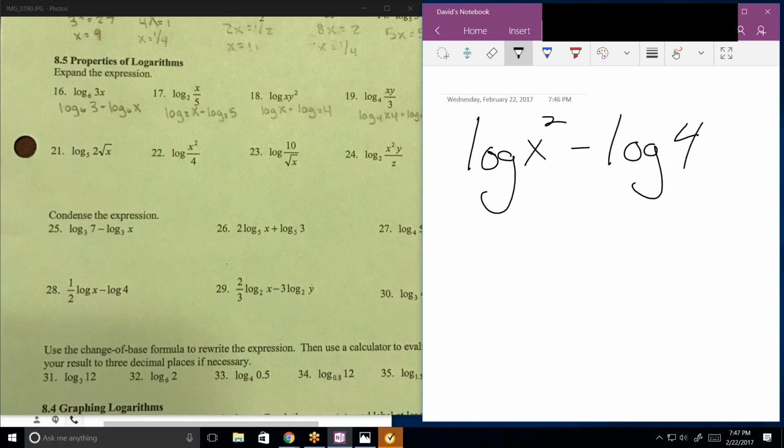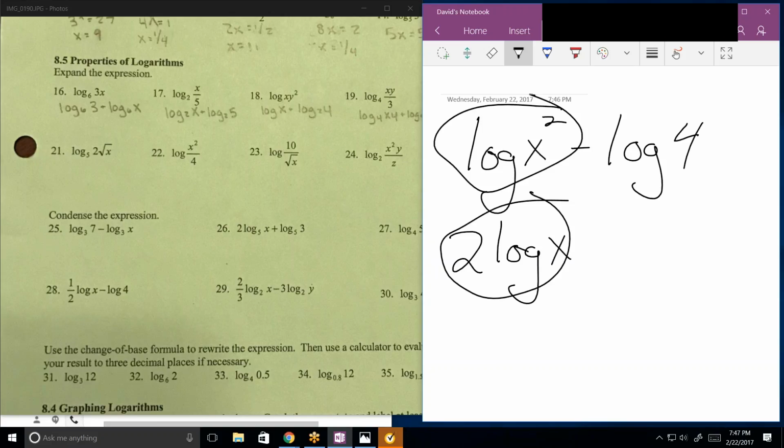So 2 log of x minus log of 4. Those are the same expressions. And then we still have the log of 4.